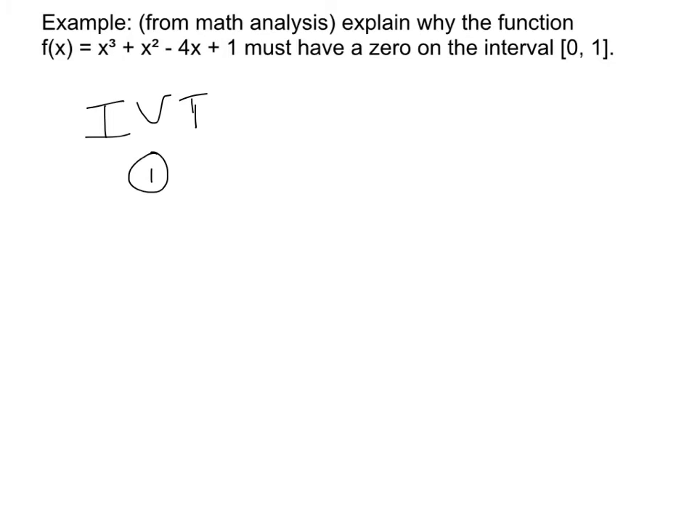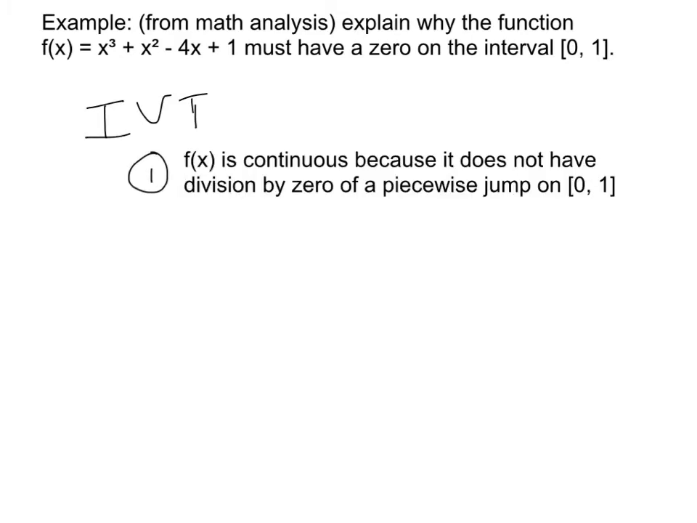Well, I know f of x is continuous because it doesn't have holes or asymptotes or jumps. It doesn't have division by 0, and it's not piecewise. So there we go. In your assignment, if you were asked to show this, you need to explain. So I'm going to write the function is continuous, and it's a complete sentence, because it doesn't have division by 0, and it doesn't have a piecewise jump between 0 and 1. That should be or. There we go, fix my typo there.